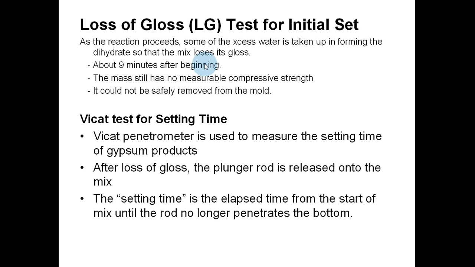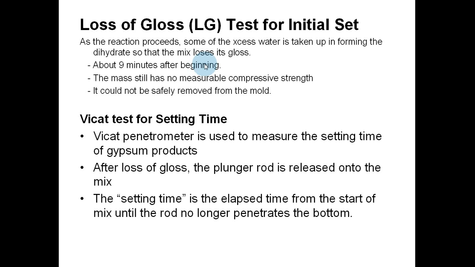As the reaction proceeds, some of the excess water is taken up in forming the dihydrate, so the mix loses its gloss about 9 minutes after the beginning. The mass still has no measurable compressive strength, and it could not be safely removed from the mold.